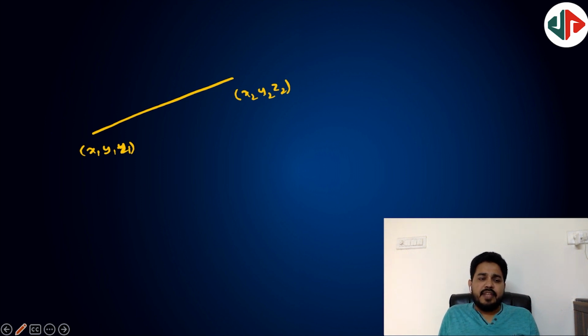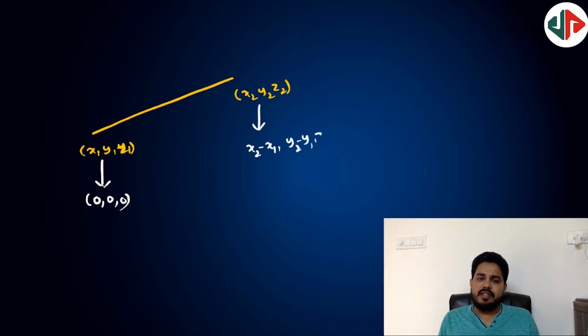Just simply shift the origin. You make this x1, y1, z1 as 0, comma 0, comma 0. When it is becoming 0, 0, 0, this point will be x2 minus x1, y2 minus y1, z2 minus z1. So now this is the line through the origin, and one of the points is this one. So can I say DR is x2 minus x1, y2 minus y1, z2 minus z1.